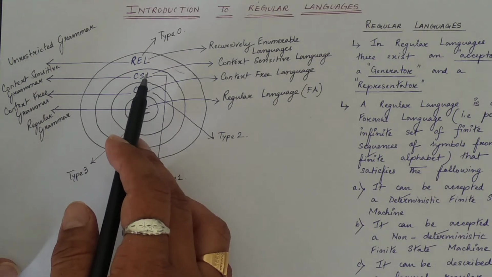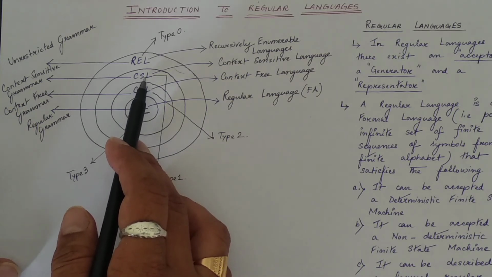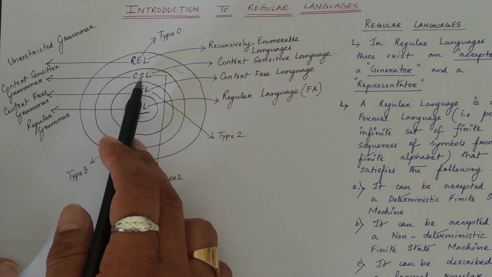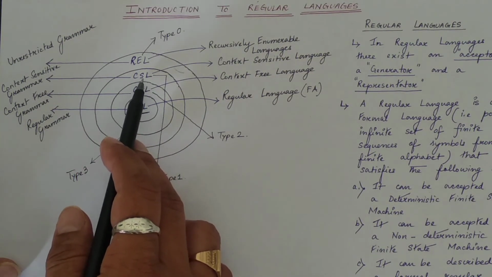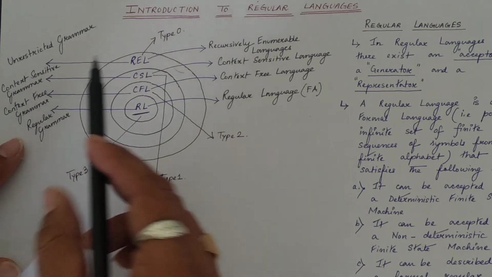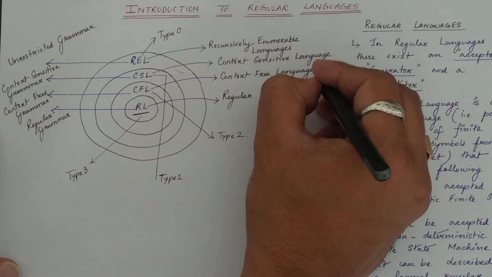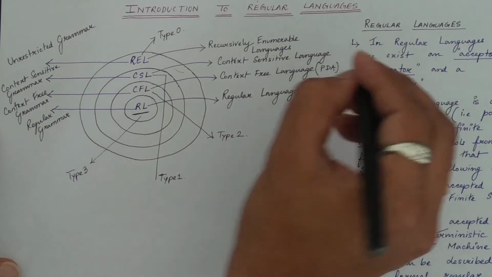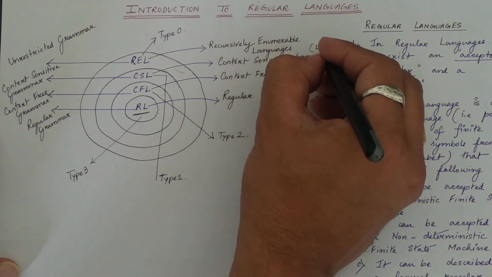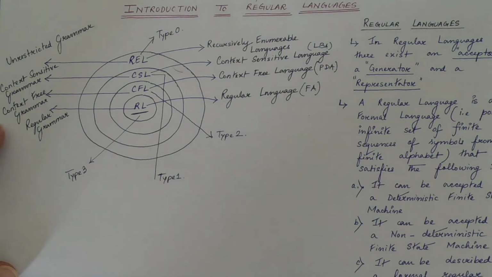Then in type 1, you will be coming across one more language that is known as context-sensitive language. The expressive power is more in comparison to context-free language and regular languages. The rules generated for this language are known as context-sensitive grammar. The machine that accepts context-free grammar is the push-down automata, PDA. In case of context-sensitive language, it is known as linear bounded automata. We'll be looking into these topics very nicely. For now, I am just explaining this as an introductory topic.